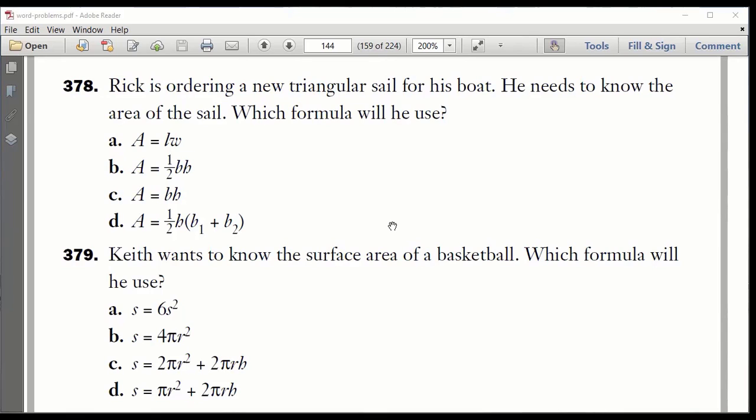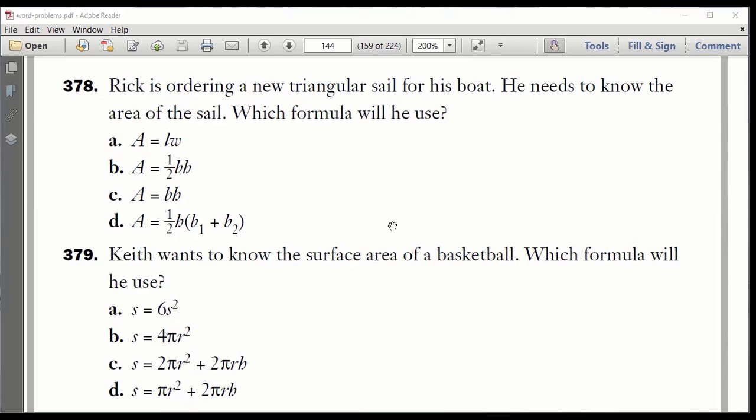Rick is ordering a new triangular sail for his boat. He needs to know the area of the sail. Which formula will he use? So which kind of shape is it? Triangular.